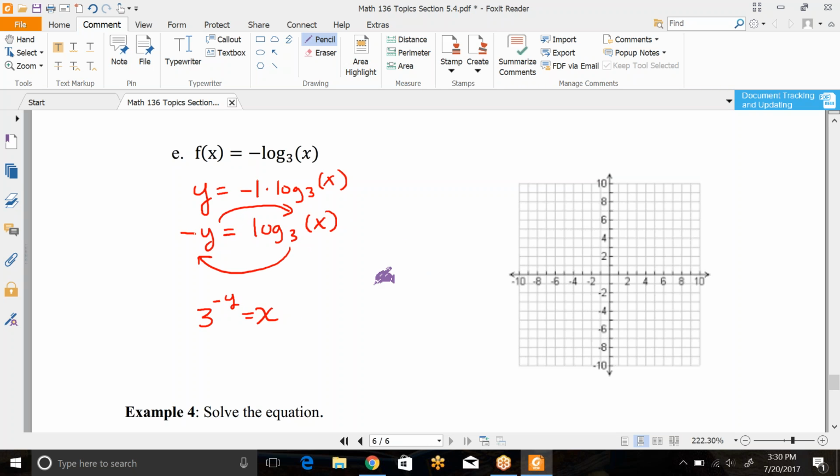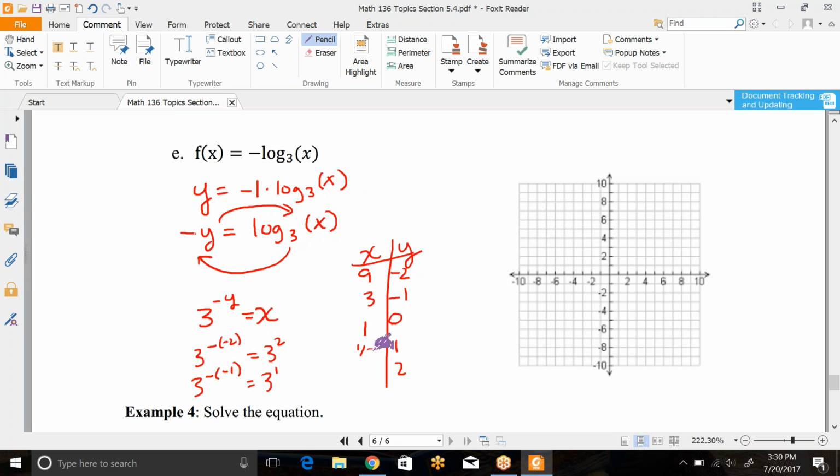So 3 to the -y equals x, and my x is isolated, so I'm ready to do my table. So this would be, and it's just a -y, so it doesn't matter if we do -2 to 2. There's no plus or minus anything in that exponent. So we'll start with 0 in the middle, and we'll just see how this works out. So 3 to the -2, that's actually going to be 3 squared, so that's going to be 9. 3 to the -1, that's going to be 3 to the first, so that's 3. This will be 1 because it's to the 0 power.